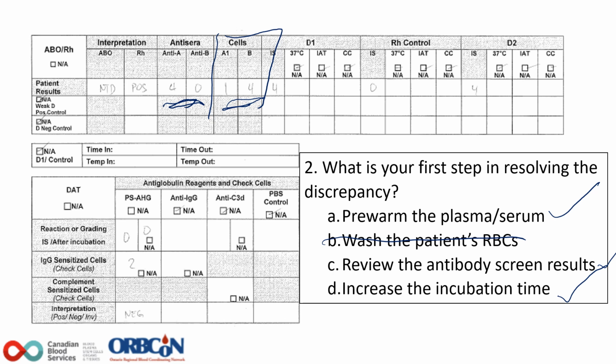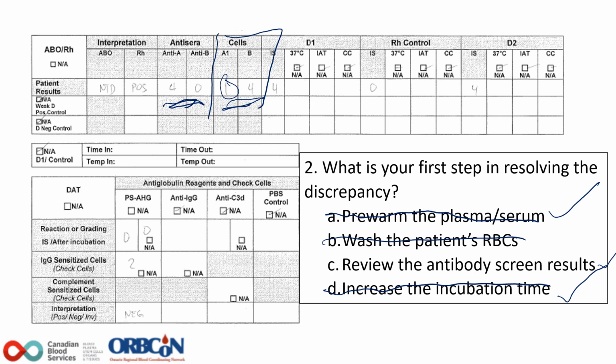And when you're doing a type and screen, the whole point of doing the screen is to identify any antibodies that may interfere with your ABO typing. So in this particular case, you don't pre-warm unless you know what you're pre-warming away. Increasing the incubation time will likely not do much or make this 1 plus even worse. And so that'll just make it more confusing.